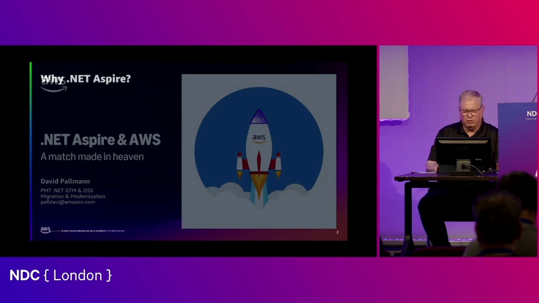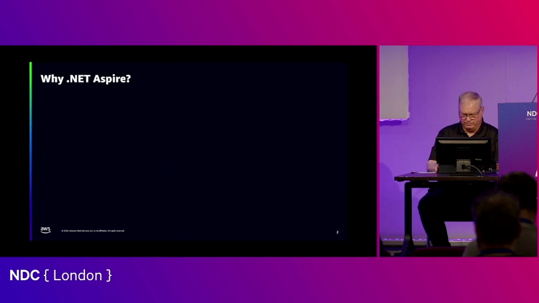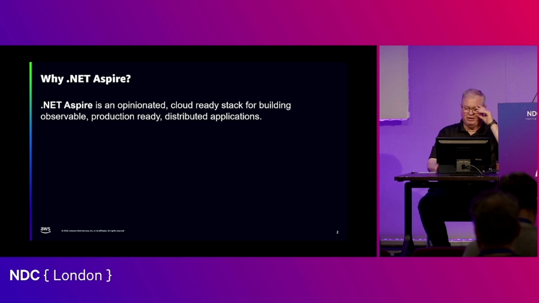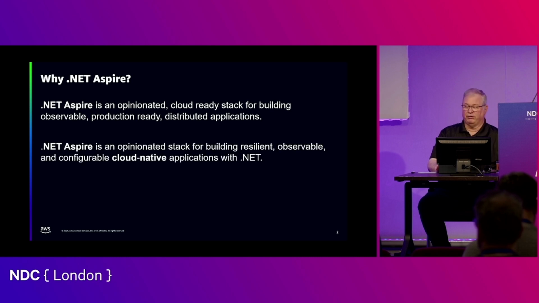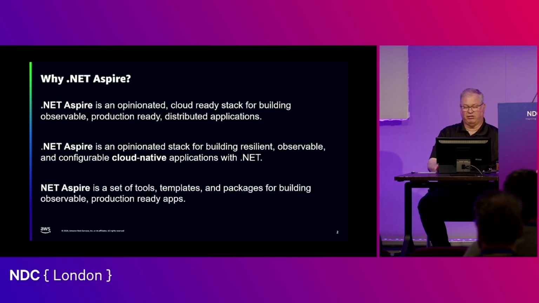All right. So why .NET Aspire? Well, what is .NET Aspire? It's been described in a lot of different ways. It's been described as an opinionated, cloud-ready stack for building observable, production-ready distributed applications. It's also been described as an opinionated stack for building resilient, observable, and configurable cloud-native applications with .NET. And as a set of tools, templates, and packages for building observable, production-ready apps, which is the correct definition. Well, they're all correct. They're all true.